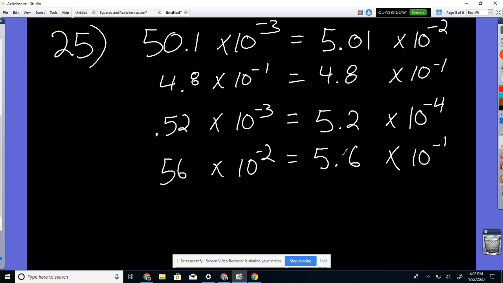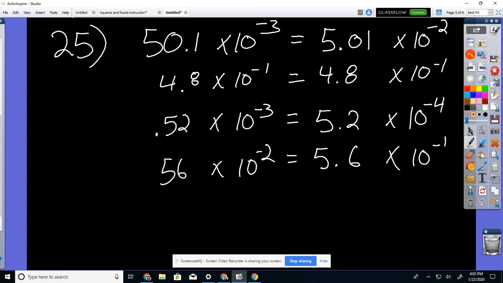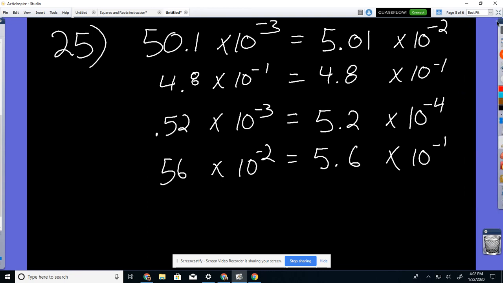So if I am writing these in order, let me just do this so I don't get too confusing here. My smallest number is going to be this one. So let's use a star. So that is my smallest number. This is my next smallest number.